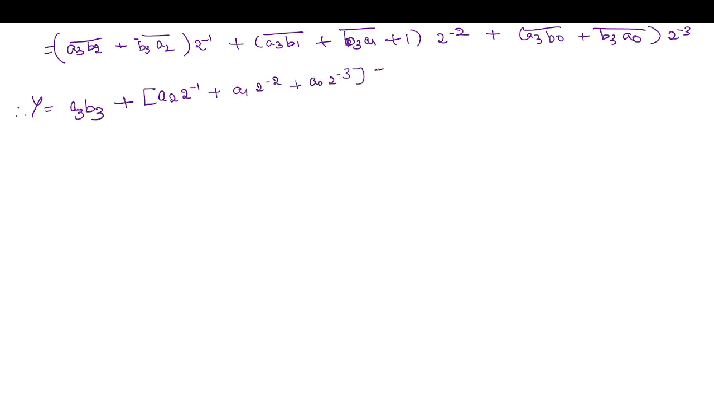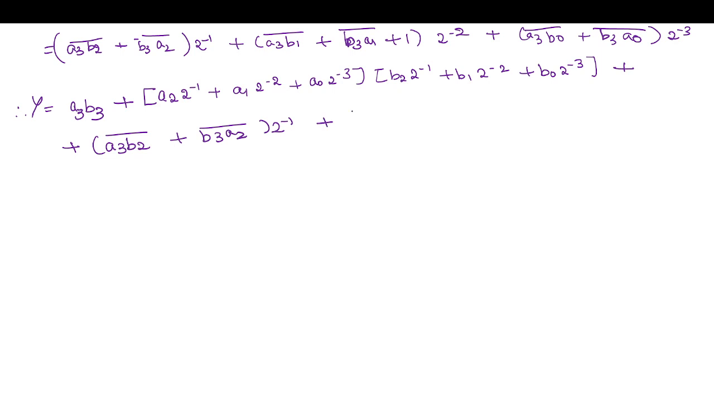Minus 3, b2 to the power minus 1 plus b1 to the power minus 3 plus b0 to the power minus 3 plus this term, which is the negative term. So we have taken all the complements and then b1 plus b1 plus this one for 2 to the power minus 2 term, a3 b0 plus b3 a0 for minus 3.